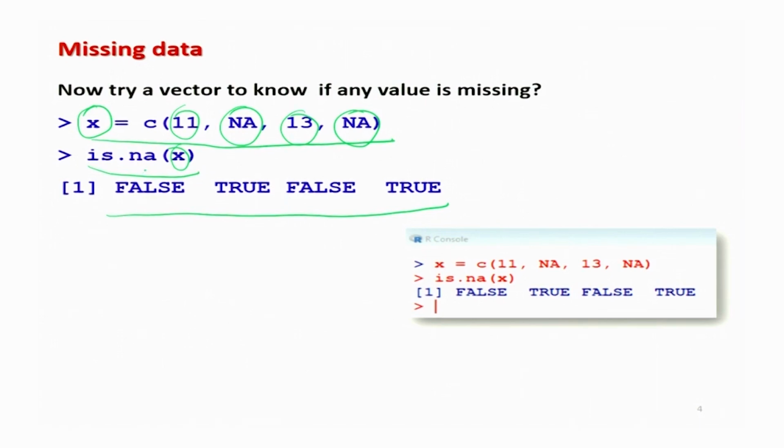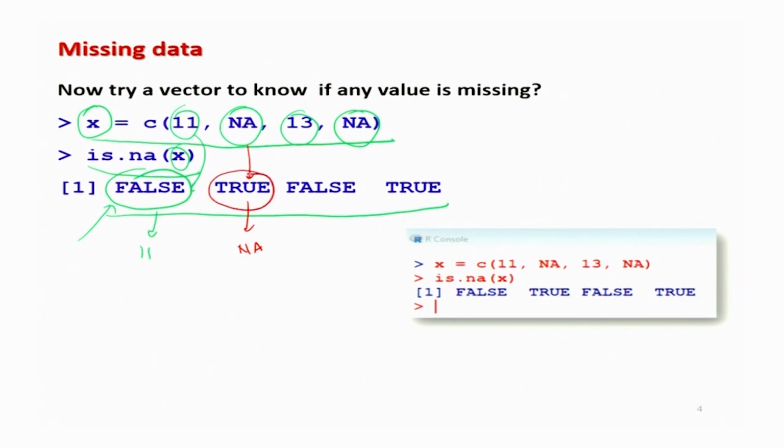So, here the first value is FALSE. This FALSE corresponds to this value 11. So, this value is not missing, this is available. So, your question is is.na, is the value missing, and the answer here is FALSE. That means the value is not missing. Similarly, when you take the second value, which is missing, NA, your answer here is TRUE. So, what is the meaning of this?